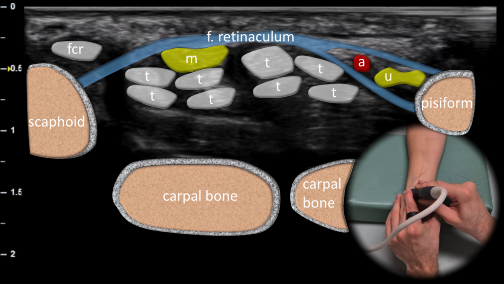Within the carpal tunnel, we can identify the flexor tendons and the median nerve. On the ulnar side, the ulnar nerve and artery pass through the Guyon's canal. On the radial side, we can observe the flexor carpi radialis tendon.